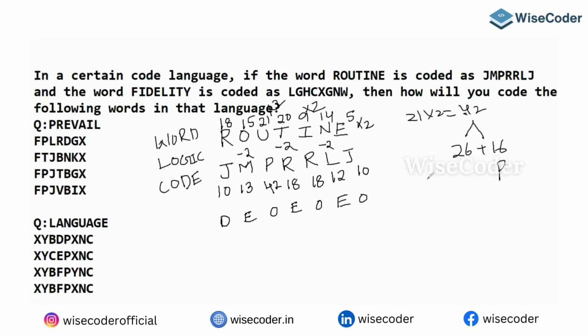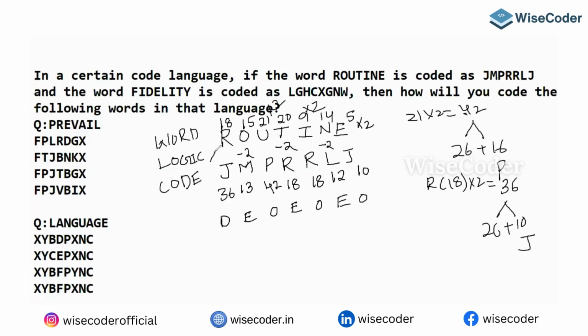On the same note, R is the 18th letter. 18 twos are how much, guys? 36. So you can write it as 26 plus 10. What is the 10th letter? J. Yes, it is already here. So in place of 10, you can represent this as 36.